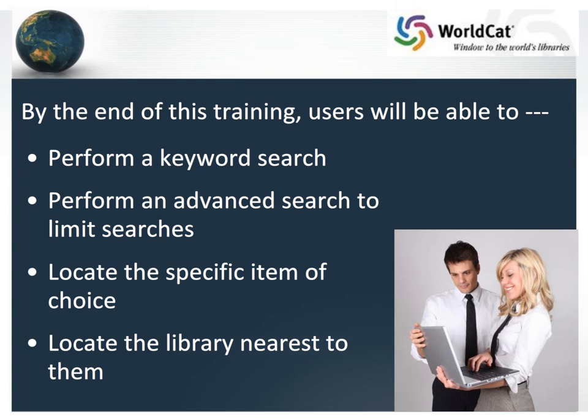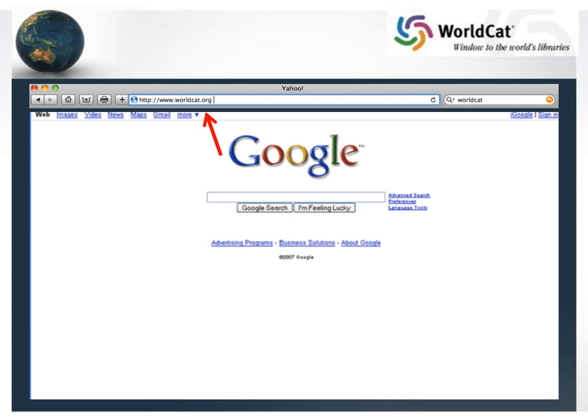We believe that by the end of this training module, users will be able to use WorldCat to perform a basic keyword search. Users will also be able to carry out an advanced search to limit the initial searches and be able to locate the specific item of choice. And finally, users will be able to identify the nearest local library where a physical copy of the desired item can be obtained. So let's begin our search, shall we?